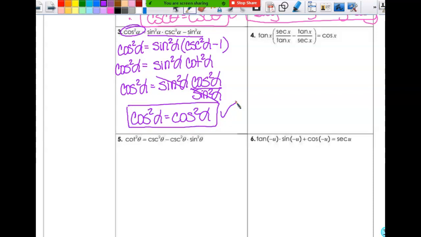What questions do you have? Anything? Okay. All right, so number 4, I think it's obvious we want to work with the left-hand side because it's really crazy looking, and we'll make it look like this side.